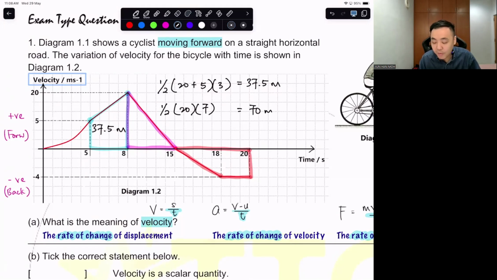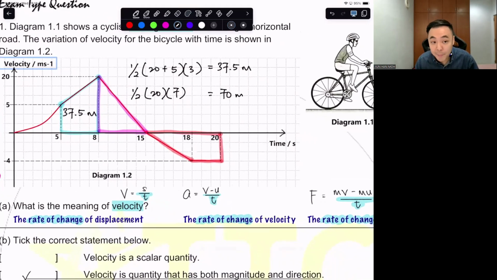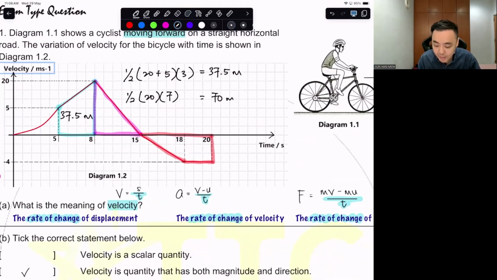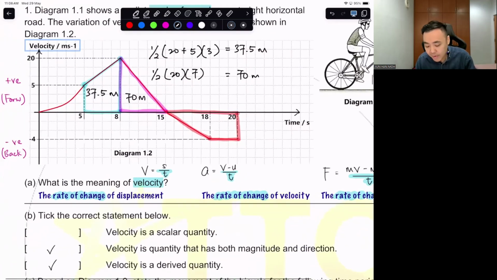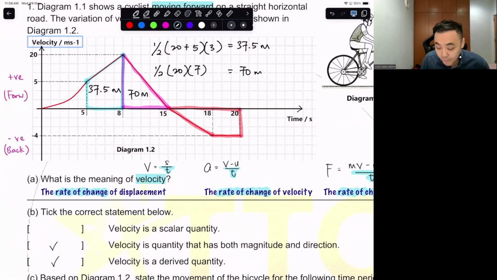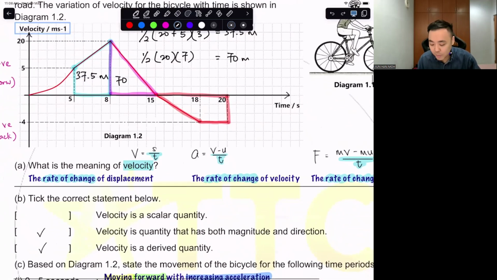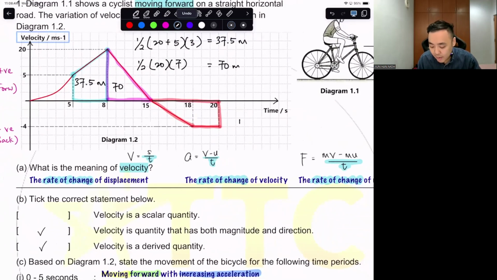Okay, now both of these, you are moving forward. The 37.5 is forward, the 70 meter is also forward. Now, next thing, you got the bottom part. A lot of people ask, actually, should I do the minus 4 or not? Should I put 4 or should I put minus 4? Actually, both also can.